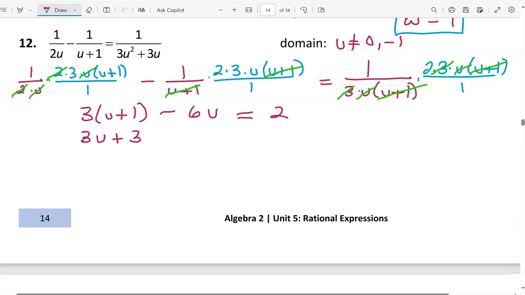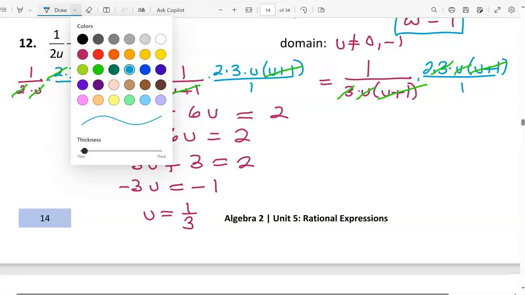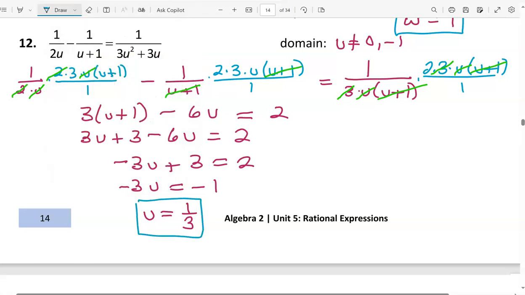Distributing, we get 3u plus 3 minus 6u is equal to 2. Combining like terms, negative 3u plus 3 is equal to 2. Now subtracting 3 from both sides, 2 minus 3 is negative 1, and dividing by 3, we get u is equal to 1/3. Since the domain is u may not equal 0 or negative 1, u equals 1/3 is not an extraneous solution, which means it is a valid solution, so I'm going to box that as my final answer.